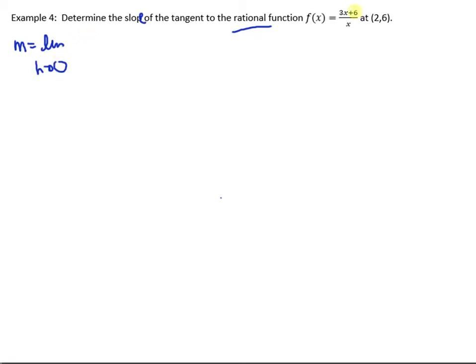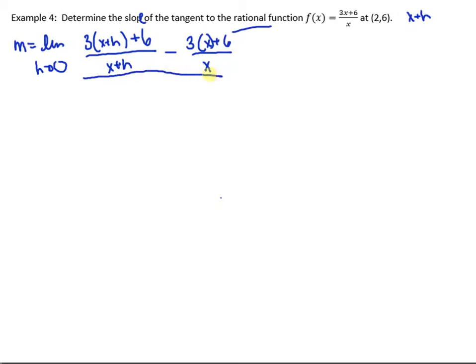Okay, so first we're going to take this equation and we're going to sub in x plus h. So we're going to go 3(x plus h) plus 6 over x plus h, and then we're going to subtract the original, so 3x plus 6 over just normal x. And this is all divided by h. Now, this is super ugly because it's like a fraction divided by something, so it's like three numbers on top of each other. We're going to get rid of that immediately.